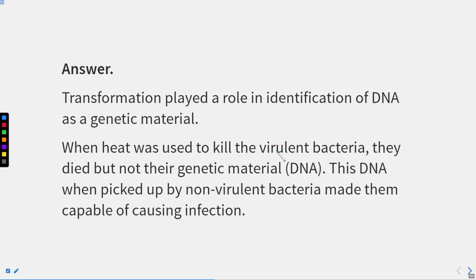When heat was used to kill the virulent bacteria, means the S strain, I've already told you, when the heat-killed S strain was injected in mice, the mice were alive. Means the S strain bacteria died, not the mice. The S strain bacteria died, but their genetic material was still intact. And that was transformed to the R strain. Now, this DNA, when picked up by the non-virulent bacteria, means the R strain, made them capable of causing infection, means the R strain was transformed into S strain.